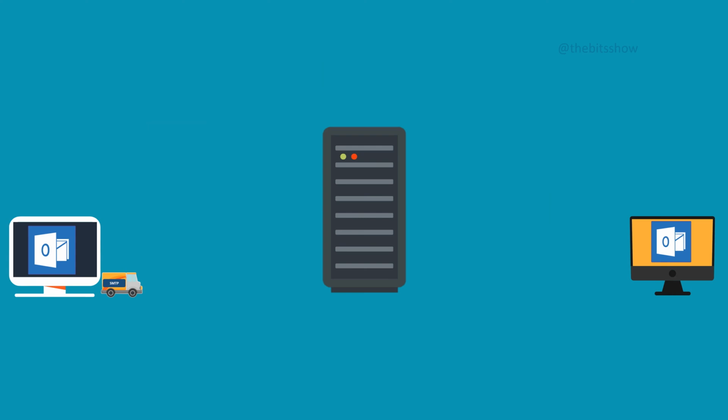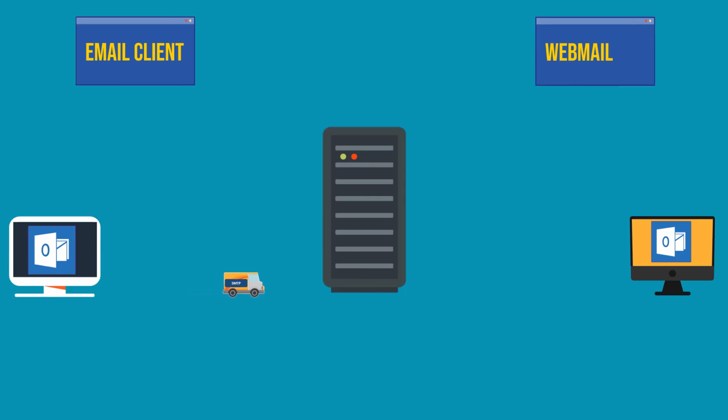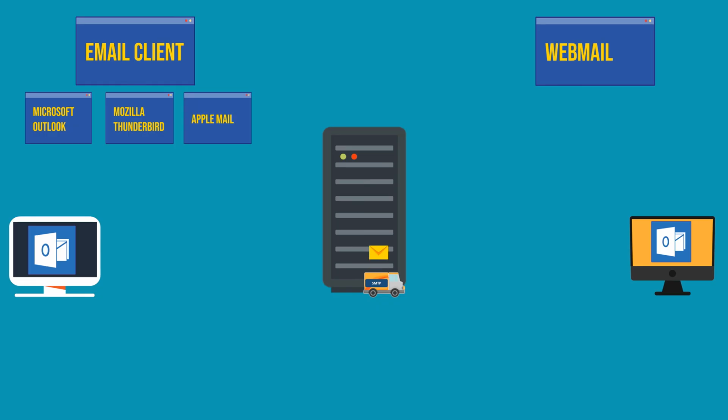Emails can be accessed and managed in two primary ways, through a mail client, also known as an email client or email application, or via webmail, web-based email services accessed through a web browser. Firstly, a mail client is a software application installed on your computer or mobile device. Examples include Microsoft Outlook, Mozilla Thunderbird, and Apple Mail. To access your emails through a mail client, you configure it to connect to your email accounts using protocols like POP3 or IMAP for incoming emails and SMTP for outgoing emails.